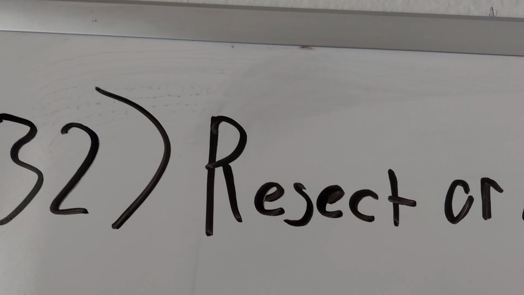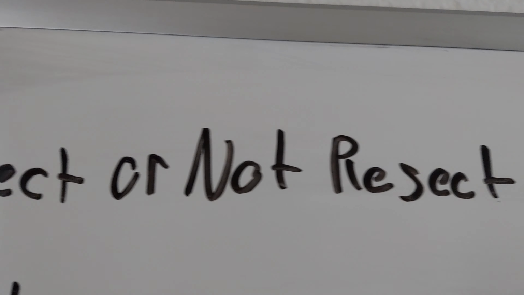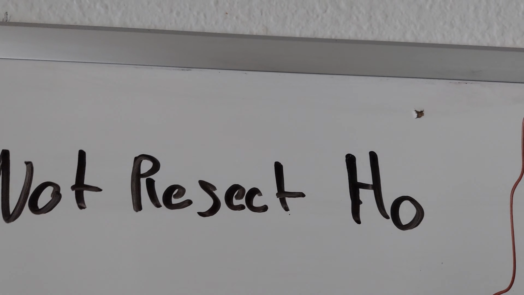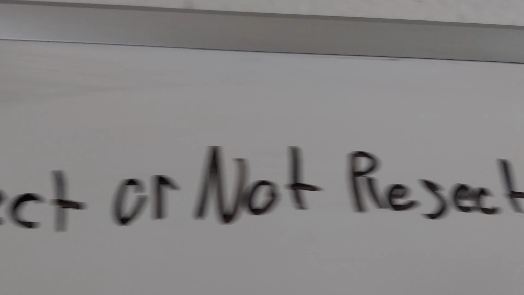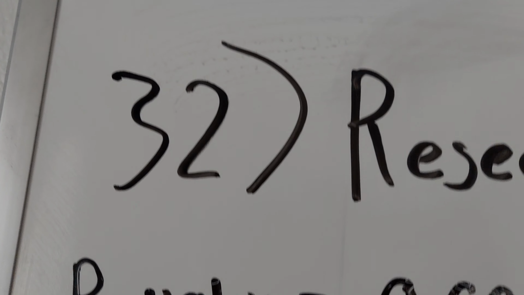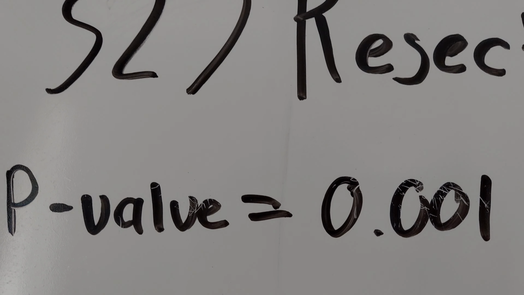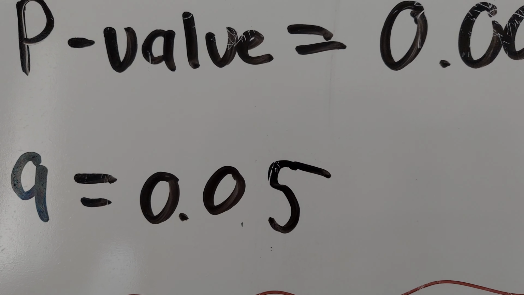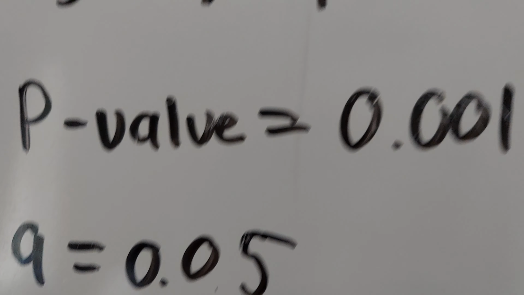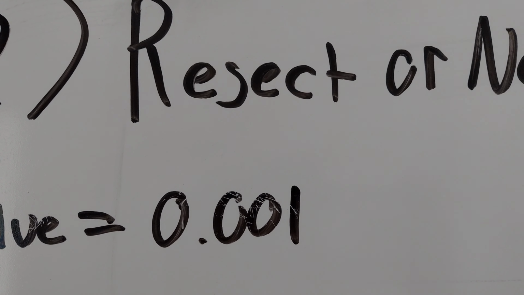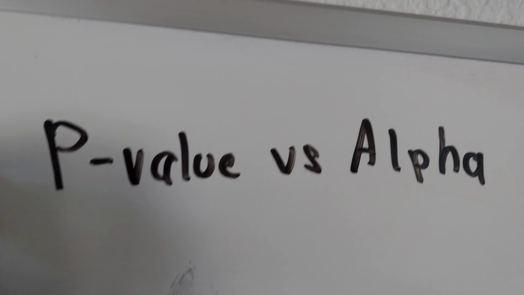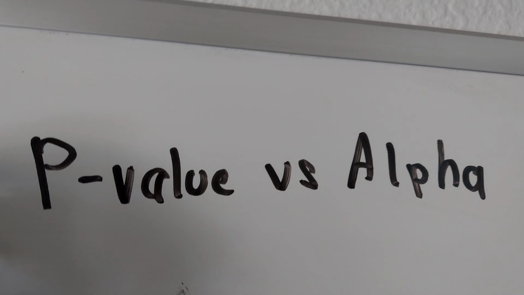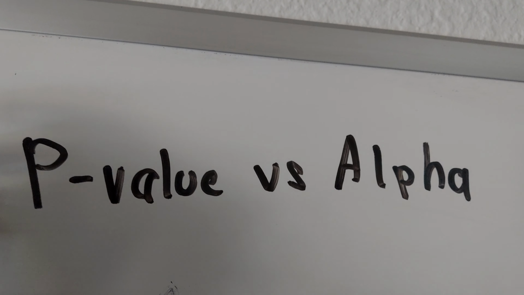So as number 32 states, we're going to be rejecting or not rejecting H0, or the null hypothesis. So let's write down what we know. We know that our p-value is equal to 0.01, and we know that our alpha is going to equal 0.05. So before we solve this, let me show you a way how we can solve this. The way we're going to be solving this is by p-value versus alpha.